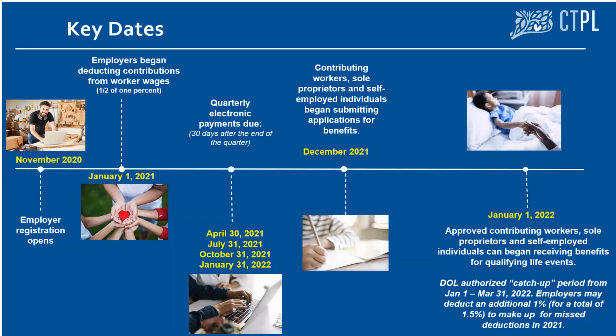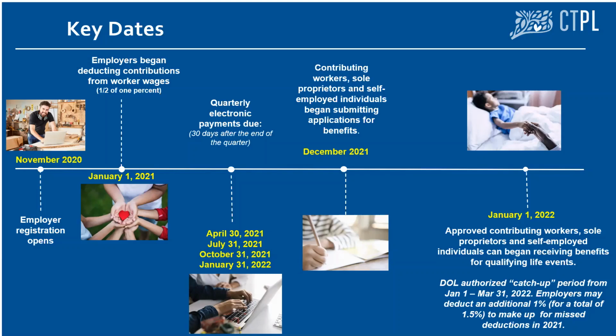Starting on December 1st, we opened our application portal. And folks who knew of qualifying events that were going to be happening on or after January 1st were able to begin submitting applications. And then on January 1st, we did begin issuing benefit payments for those approved claims.